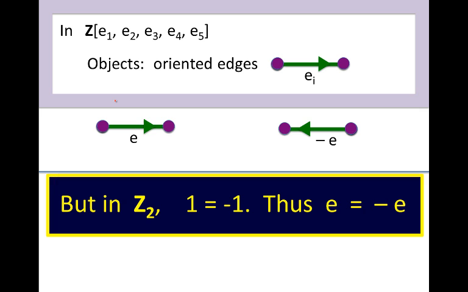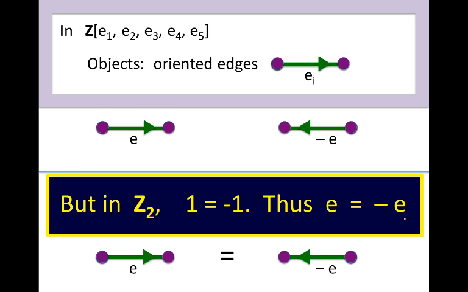But if I wish to reverse the orientation of an edge, I just multiply that edge by minus 1. So I go from E to minus 1 times E. But in Z mod 2, 1 equals minus 1, and thus E equals minus E. So if we have E equal to minus E, I no longer need an arrow to distinguish these 2 edges.